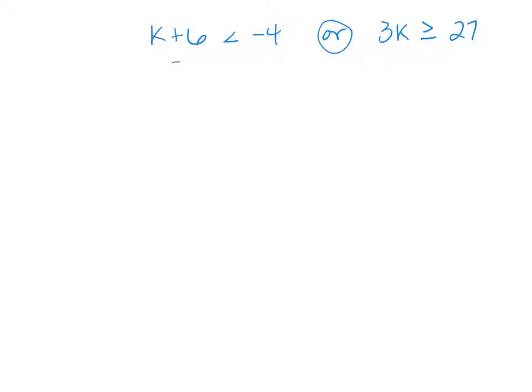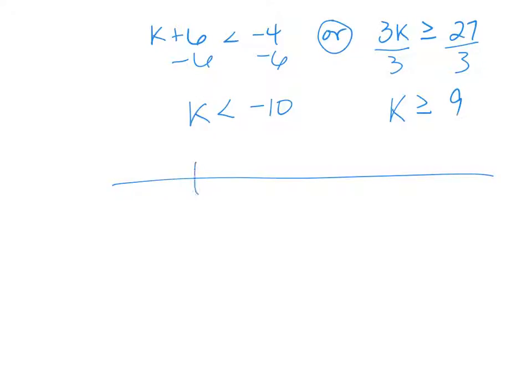So here we're going to subtract 6 from both sides, and we get k is less than -10. And here we're going to divide by 3, and we get k is greater than or equal to 9. So here you have your -10 always on the left, because -10 is smaller than 9. And you have a donut to negative infinity, and a dot to positive infinity. Here we go, and we're going to do the notation now.